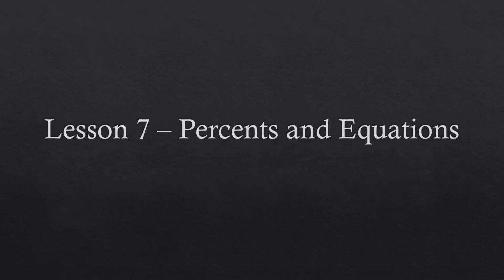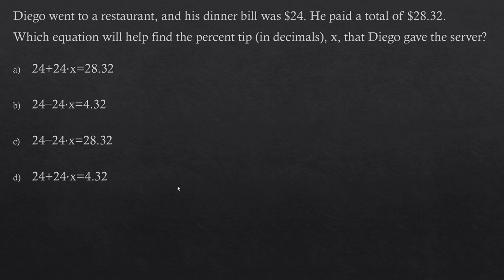In this video, I will be going over lesson 7, which is about percents and equations. Alright, our first problem here says that Diego went to a restaurant and his dinner bill was $24.